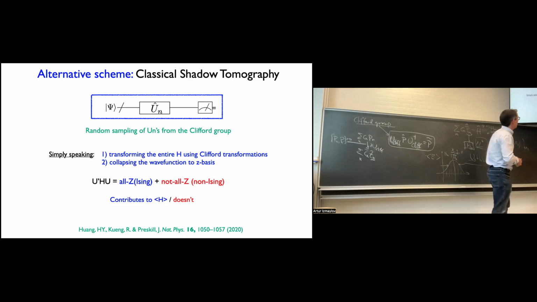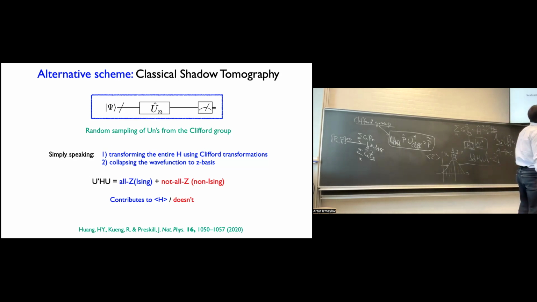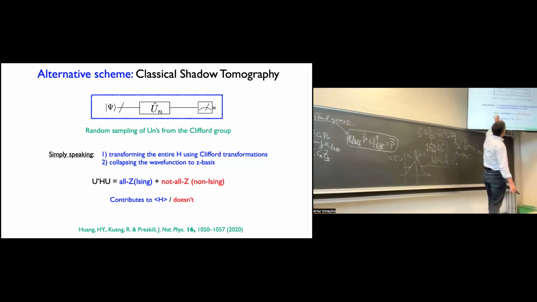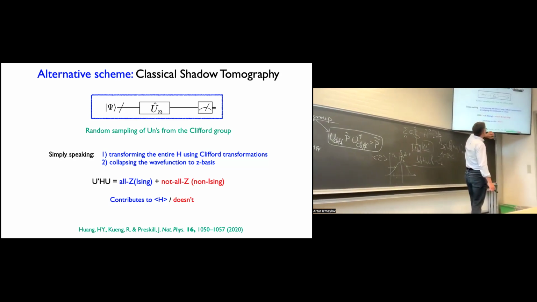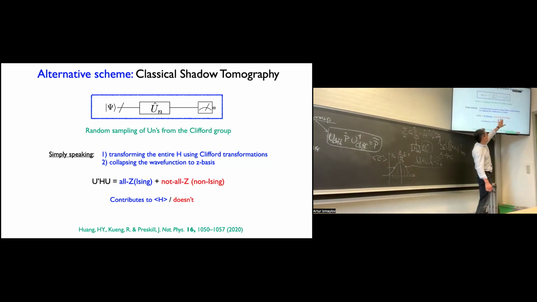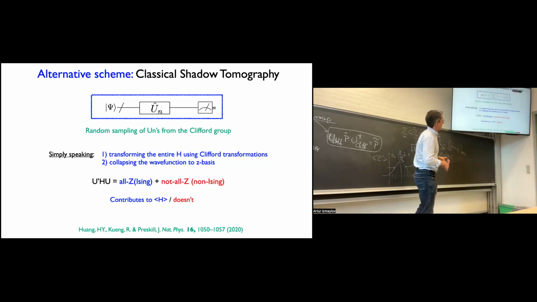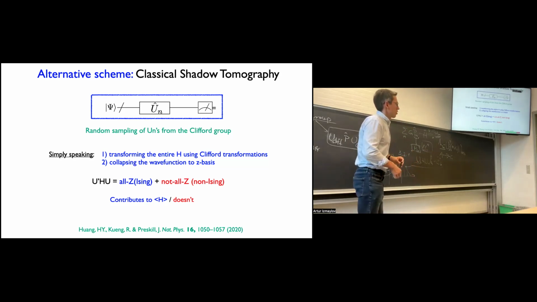And because you collapse the wave function, it's like on a product state, what you learn about the Hamiltonian in this frame is the Z part, because for the non-Z part, on any product state, as we already saw yesterday, the expectation value is always going to be 0. So you don't learn anything about this part. You only learn about the part that turns into the Ising part, right? So this is how this classical shadow tomography works.